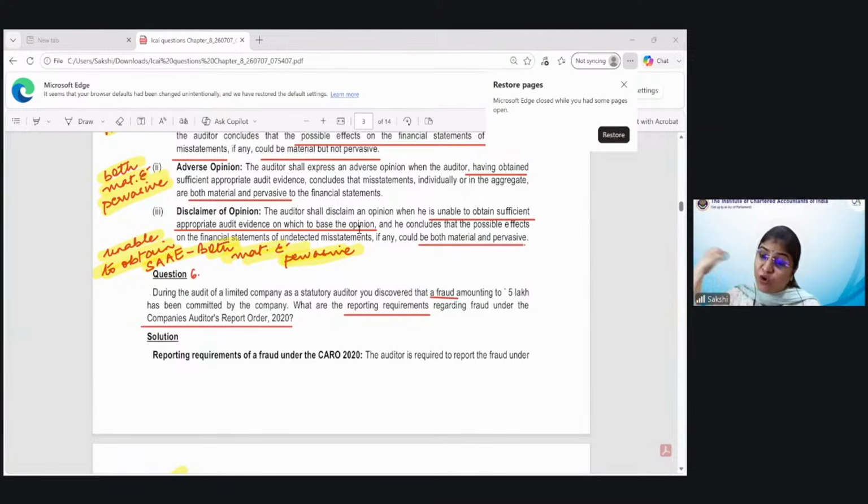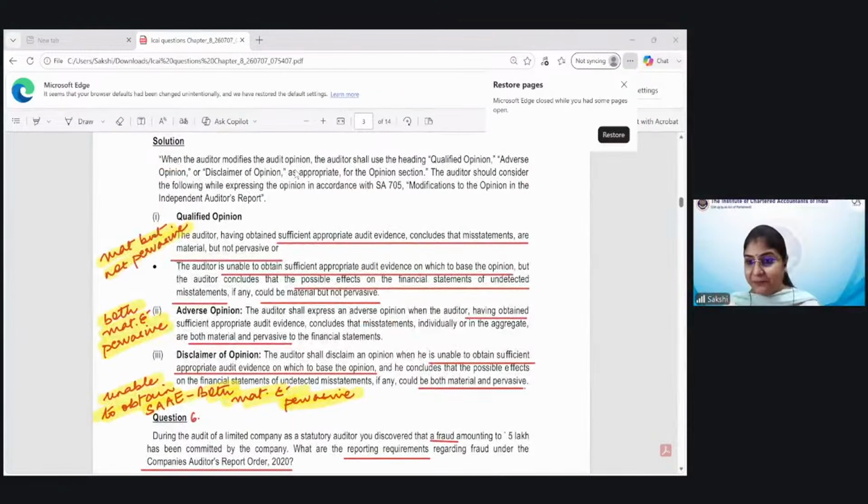Again, he could be wrong. They're saying could be, but he is of the opinion that it could be material and pervasive. Are you all understanding this? So you might get a case study, like Mr. X, while conducting the audit of ABC Limited, obtained sufficient and appropriate audit evidence, but the misstatements were pervasive as well as material. What kind of opinion should Mr. X give? Come on, write to me in the chat box.